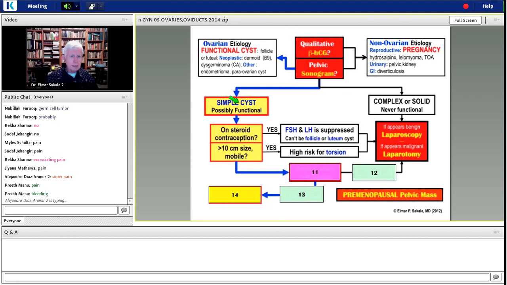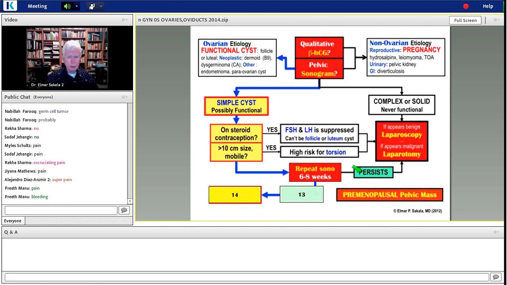But if it is a simple cyst, she's not on steroid contraception, it's not over 10 centimeters in size, then you could just wait. Repeat the sonogram in 6 to 8 weeks. If the mass is still there in spite of watching, if it persists, then you're going to have to take it out.